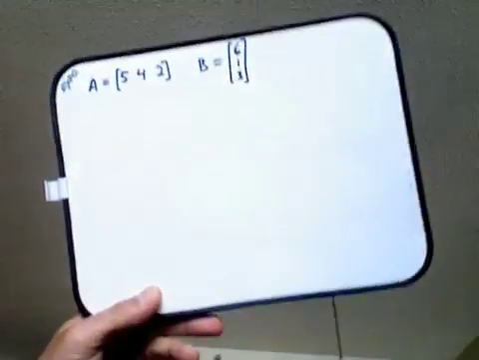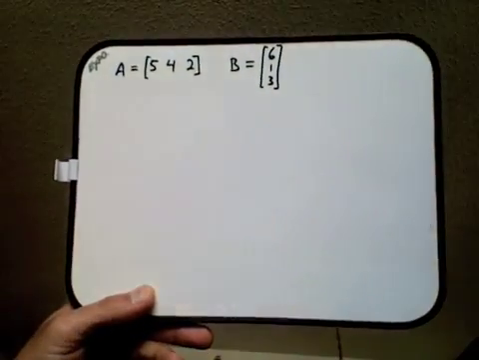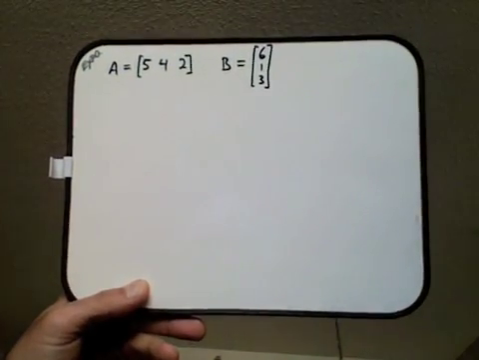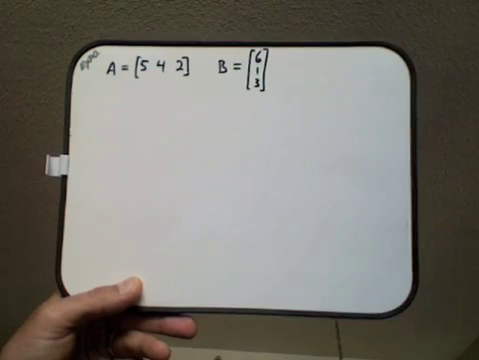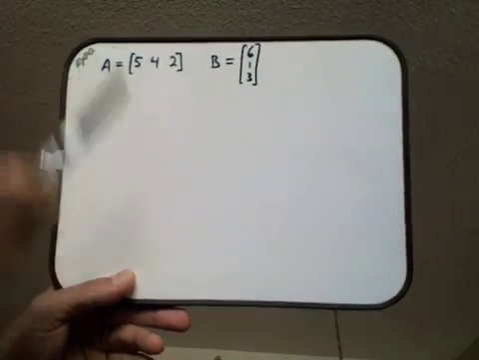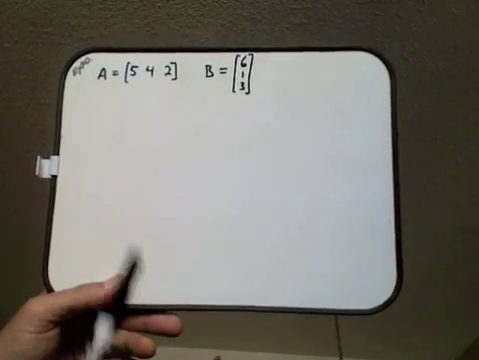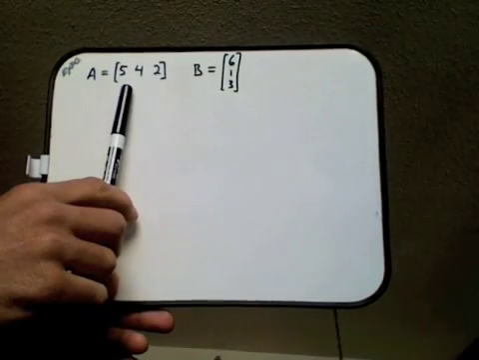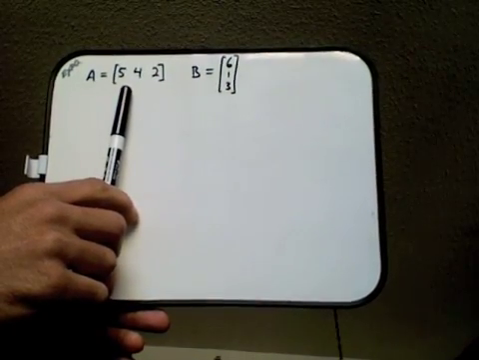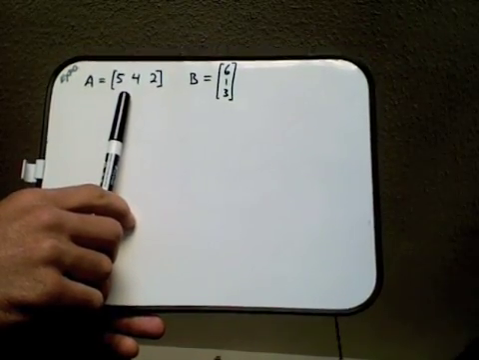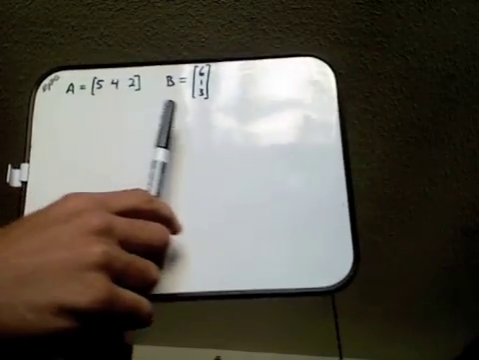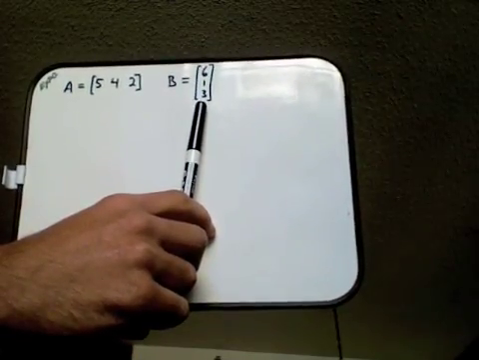Alright, so to get us started, have a look at these two matrices, A and B. See if you can remember and tell me what are the orders of these matrices. Pause the movie for a minute and see if you can figure it out. That's right. This is a 1 by 3 because it has 1 row and 3 columns. That must mean that this is a 3 by 1.